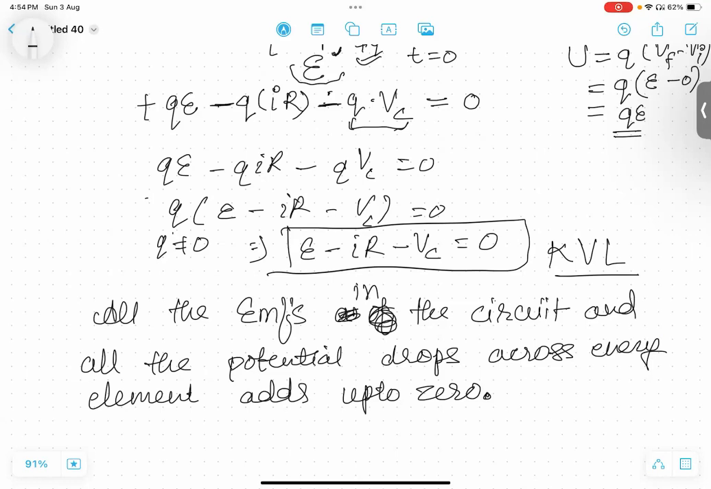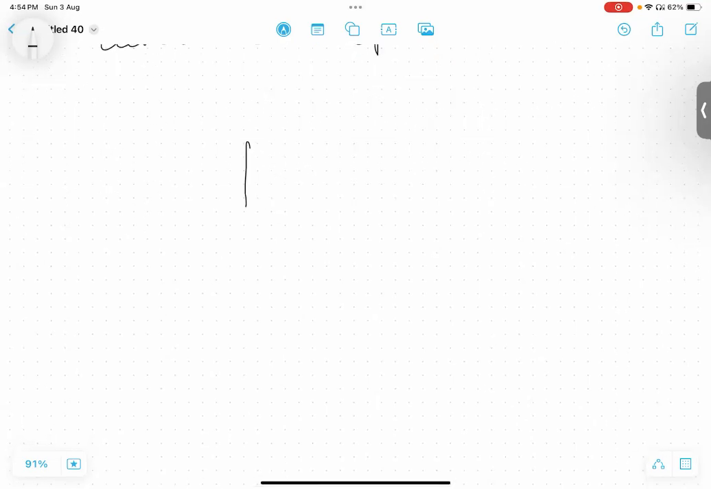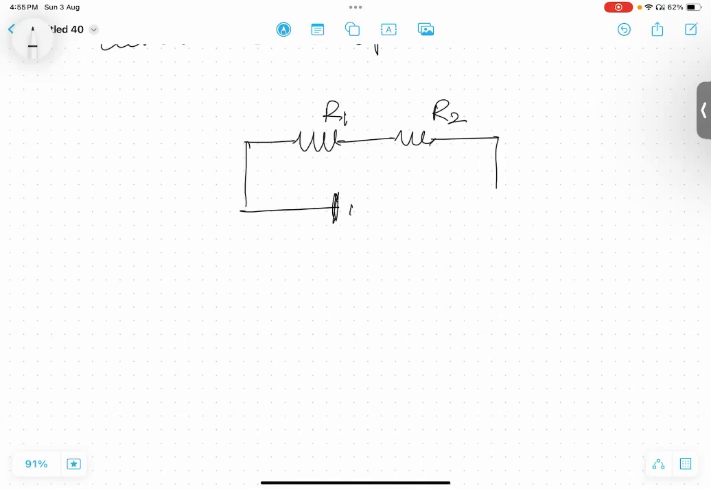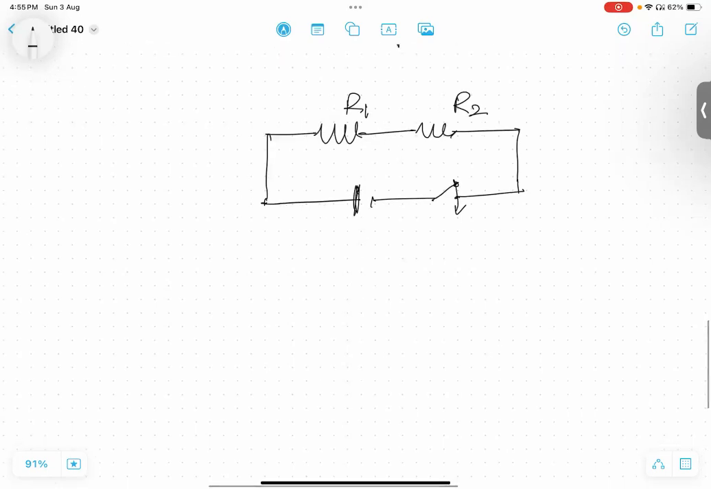We will do one question and you will have the idea how to apply this law in a very basic manner. We are going to take a circuit. There is one resistance R1, there is another resistance R2, there is a battery, there is a key, and the key is closed. This is a closed circuit. I will take the EMF of the battery as E. This is the key which is closed.